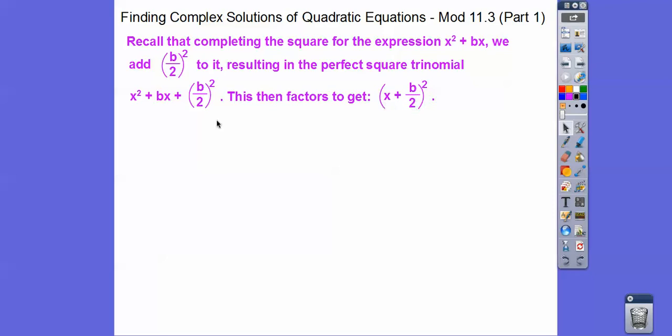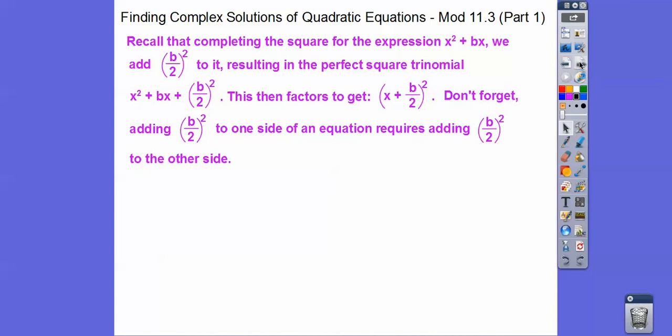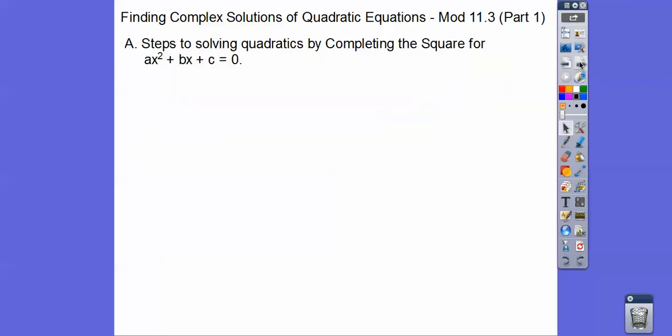This number right here is the number that was being squared that goes inside of here. This sign right here is always this sign right here. And just remember that when you add b over 2 squared to one side, you got to add it to the other side.